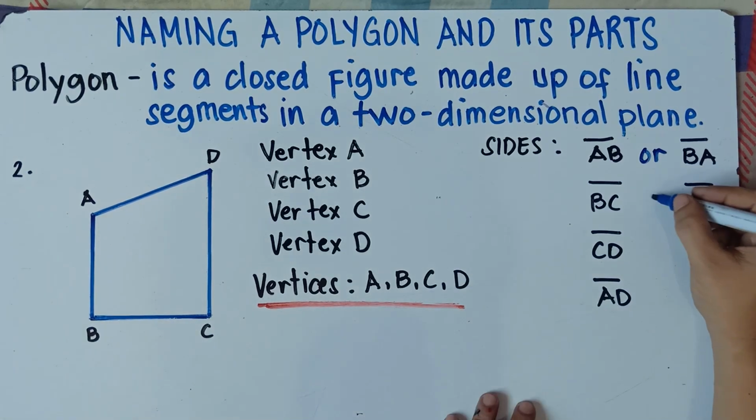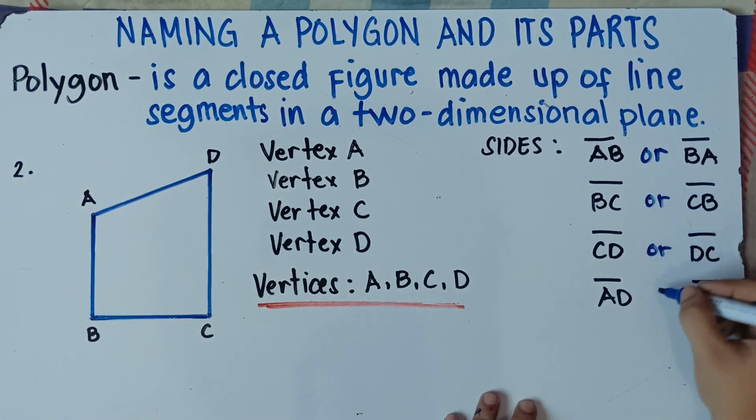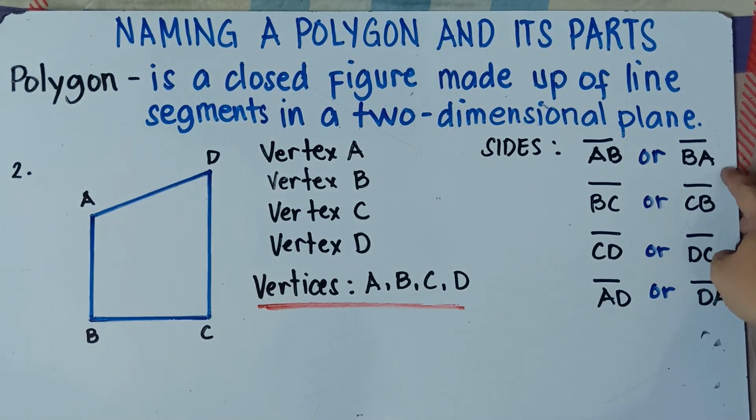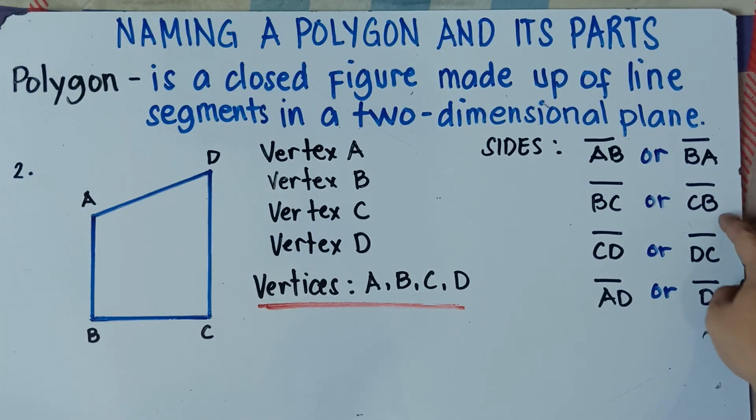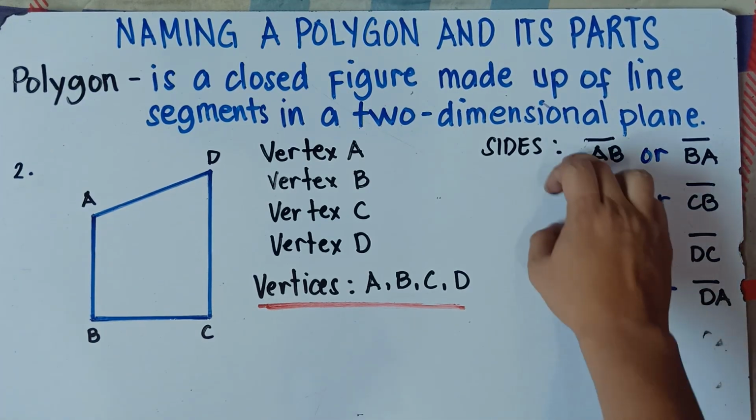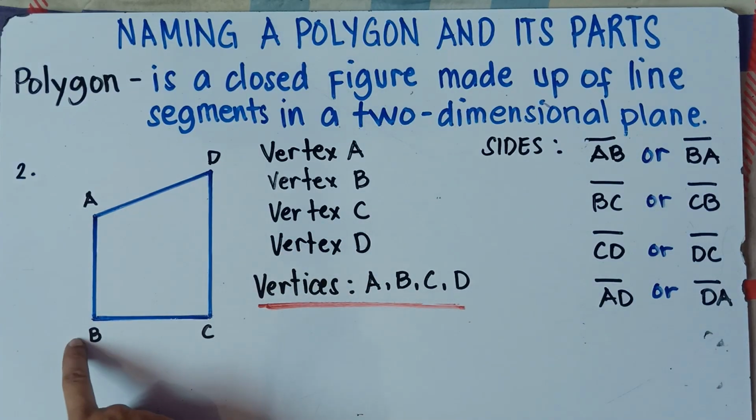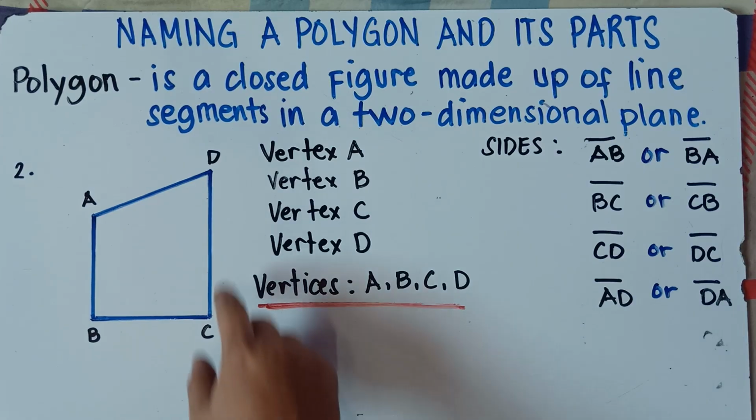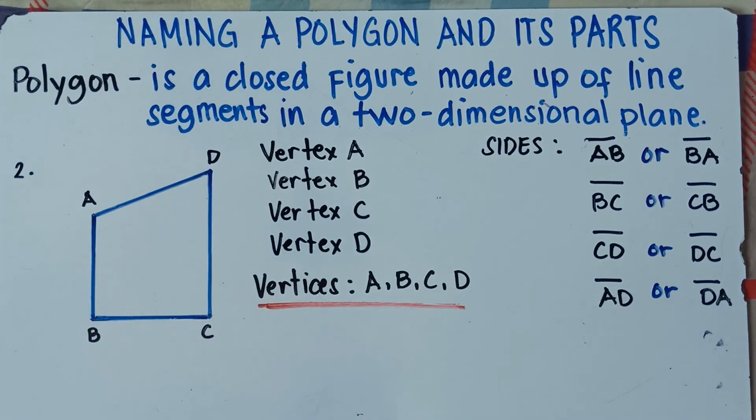Once again class, it's either of these 2. You can choose line segment BA, that's actually okay. Instead of BC, you can choose CB. Or you can simply use the following sides: side AB, line segment BC, line segment CD, and line segment AD. Alright, so we're done with the sides.